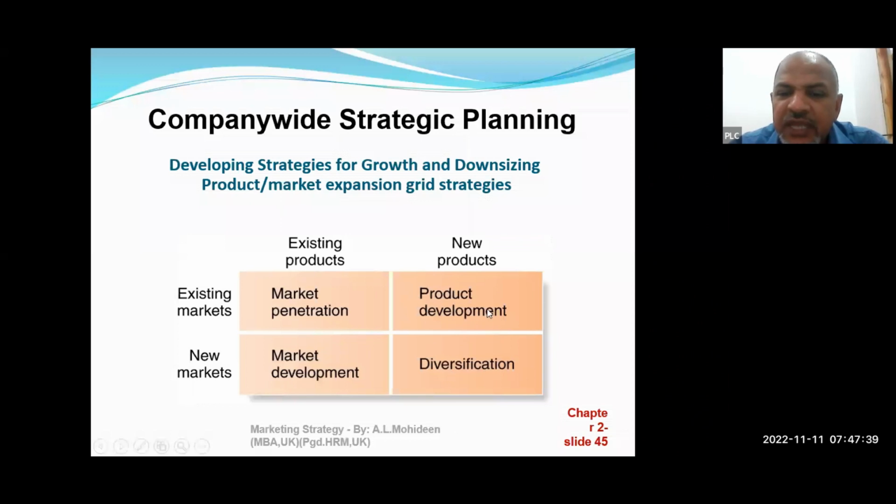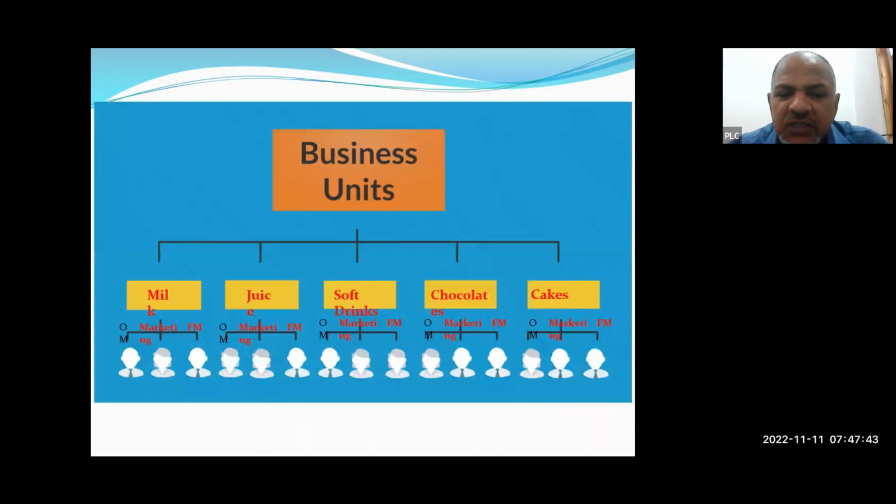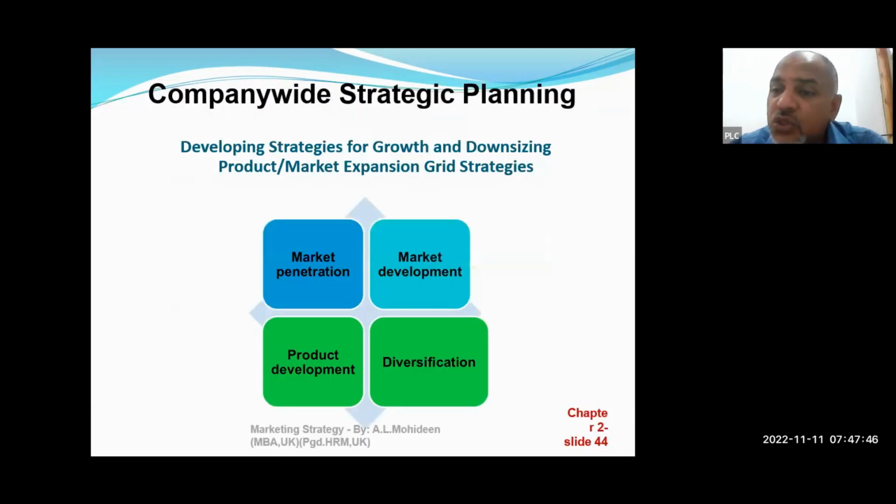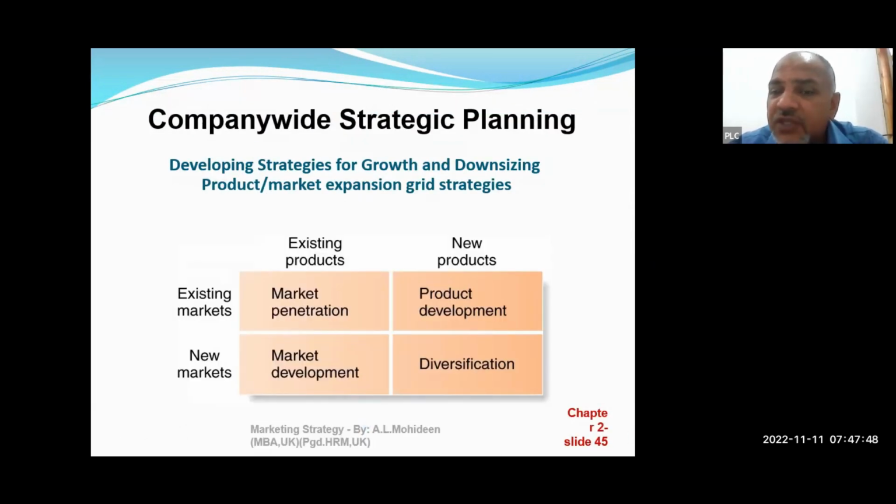When you are moving into the next product, that is the product development. So what is that next product? Let's say juice. Now you are moving into a juice factory. So you start with a juice factory, and then you produce and then go for market penetration. Correct?